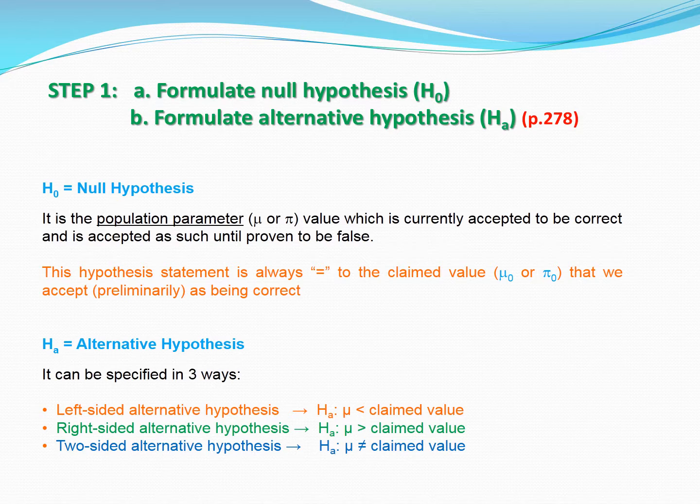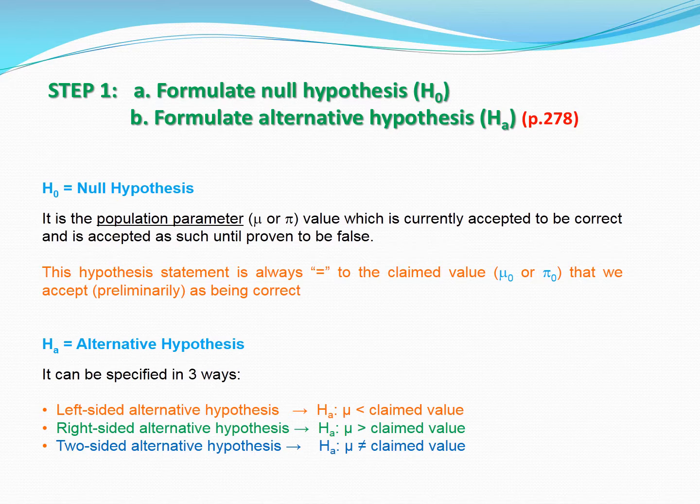Then the alternative hypothesis can be stated in 3 ways. If we test the left-sided alternative hypothesis, we state that the population mean, for instance, is less than a claimed value, or if we work with proportion, the population proportion will be less than a claimed value. If we work with a right-sided alternative hypothesis, then we state that the population mean is larger than the claimed value, or the population proportion is larger than the claimed value.